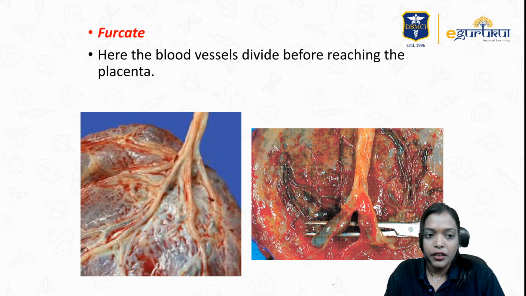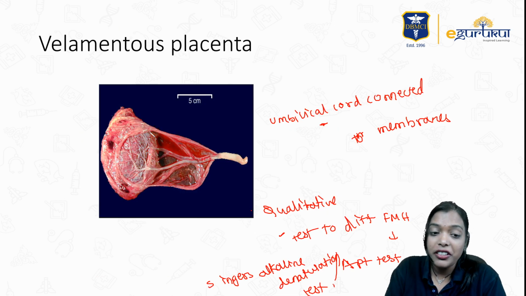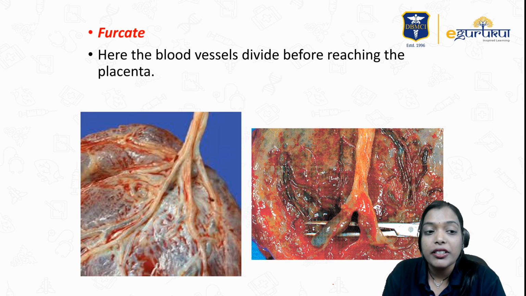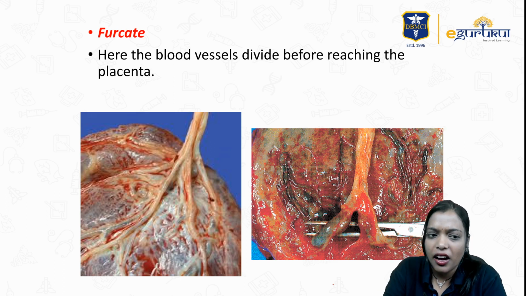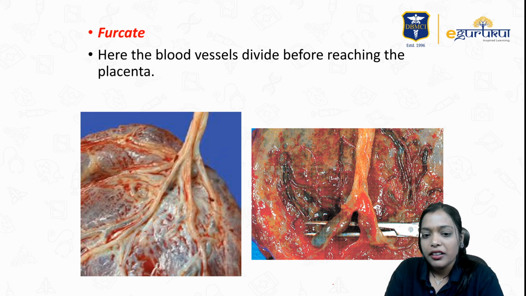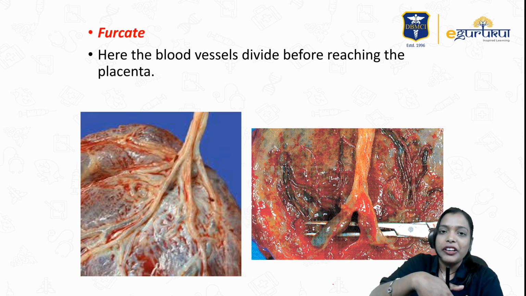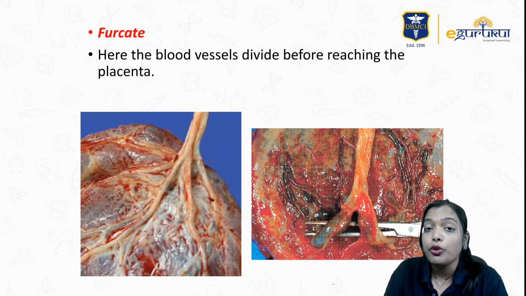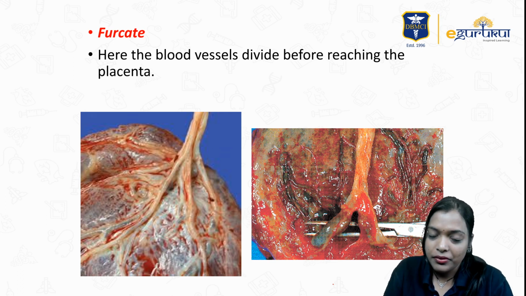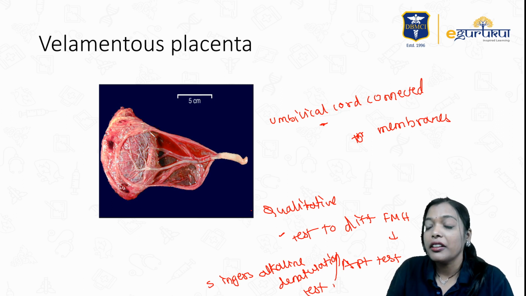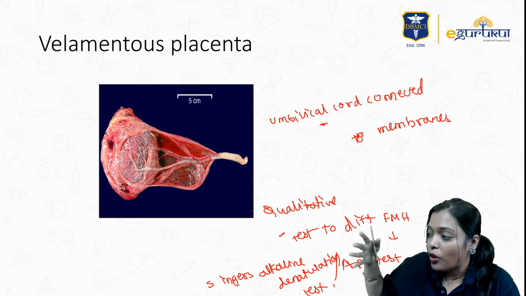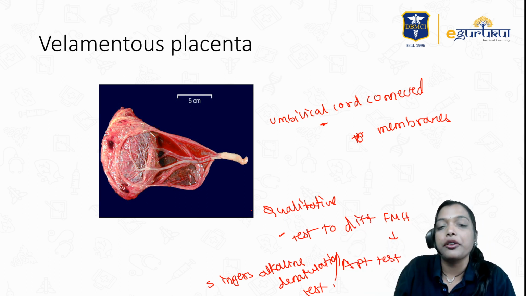Next, in the previous one the cord is attached to the membranes. You also have one more variety called placenta furcata. Here, just before entering the fetal surface of the placenta, the blood vessels get separated. Then you call it placenta furcata. Whereas in Velamentous placenta, they get separated long before, attach to the membranes, and all the vessels get separated and then go into the placenta.